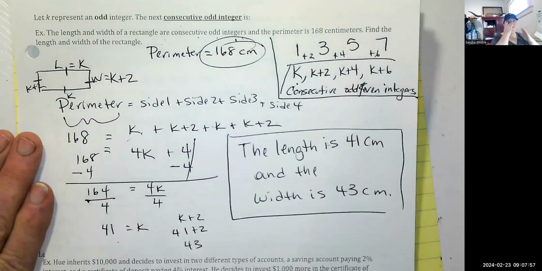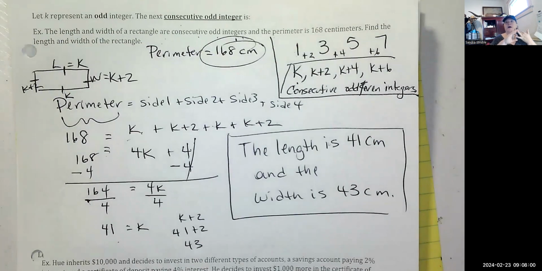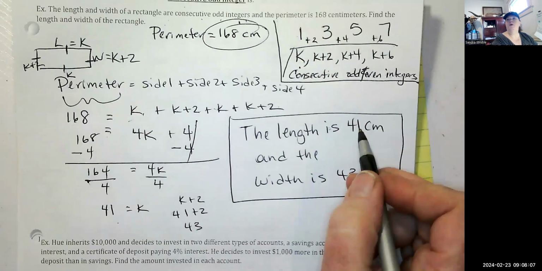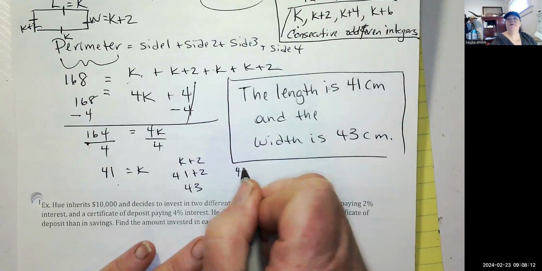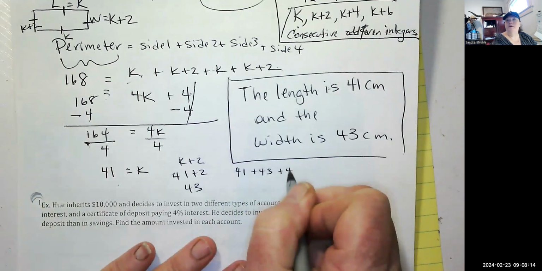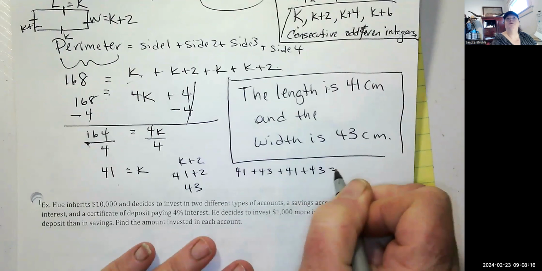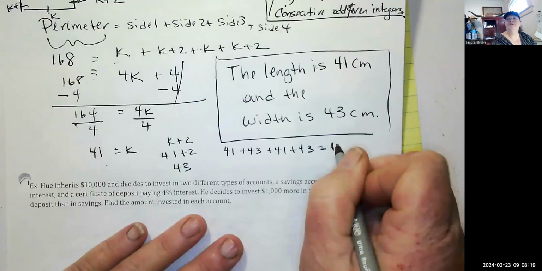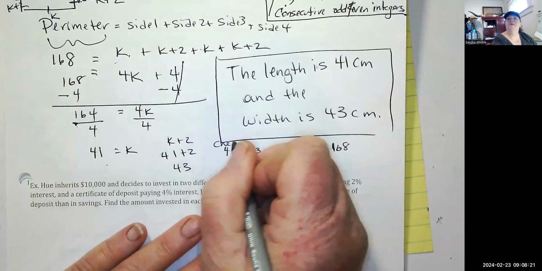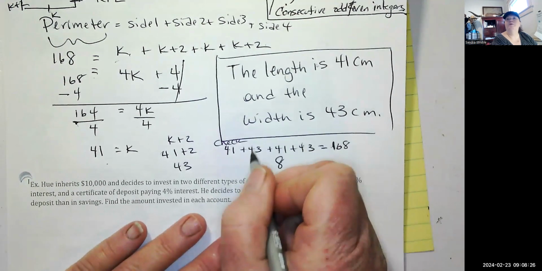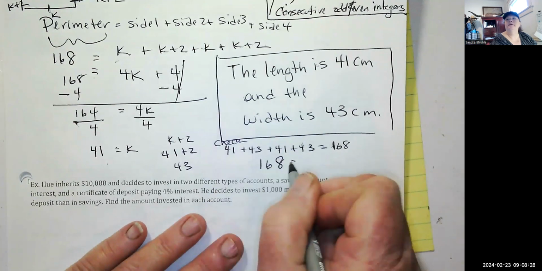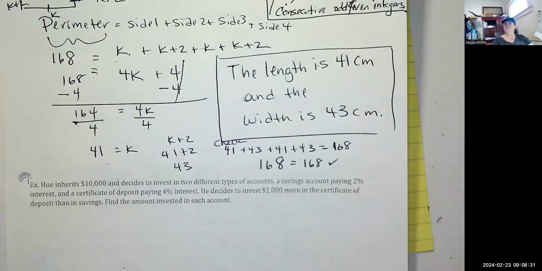Now, I need to go back and check myself. I've got a sentence. There's no rounding. I've got correct units. And does it make sense? So if the length is 41 and the width is 43, does 41 plus 43 plus 41 plus 43 equal the perimeter of 168? This is a check. 84, 168. Yep, they add up. So that works great.